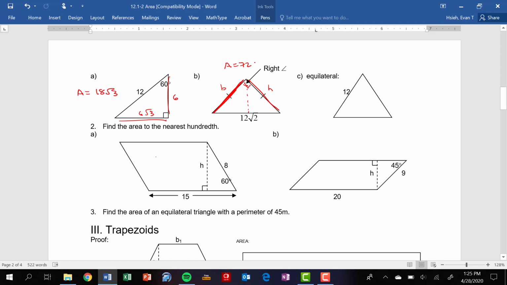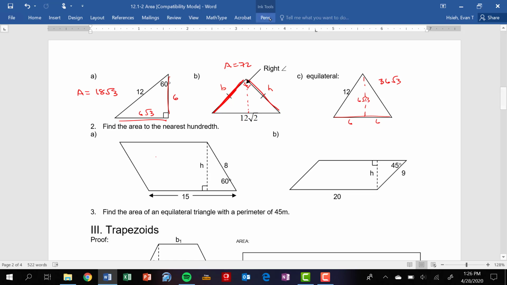For this next one here, it's an equilateral triangle. I can draw in an altitude. This is going to be 6, this is going to be 6, this will be 6 root 3, because it's a 30, 60, 90 triangle. And I can do 1/2 base times the height, and I'm going to get 36 root 3. So it's going to be half of 12, or 6, times 6 root 3.